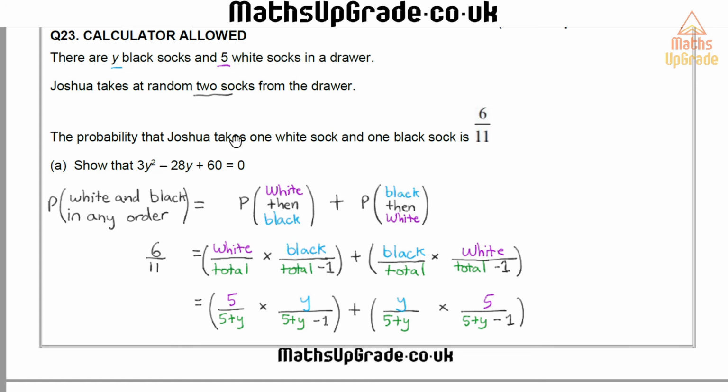So let's substitute in what we know. We know there's 5 white socks, and we know the total is y plus 5. So that's this fraction here. Multiply by the number of black socks divided by the total, but subtract 1 because you've taken out 1 white sock here. This product here is very similar. You can work that out for yourself.